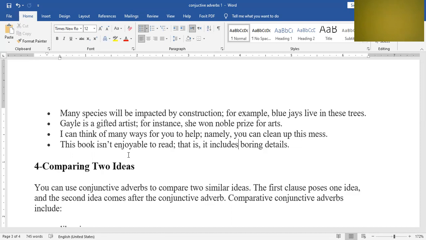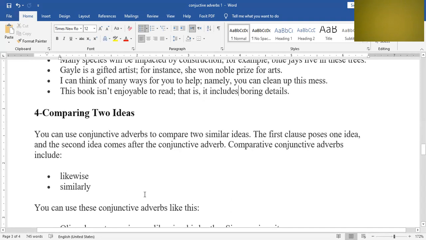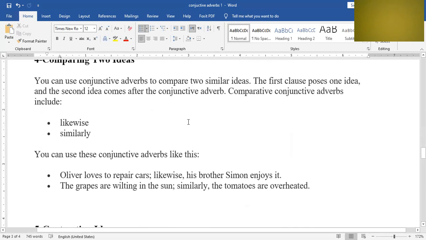Now, comparing two ideas. When we compare two ideas, it means you find the similarity between them. You can use the conjunctive adverbs likewise and similarly to express similarity between things. Here we have an example. Oliver loves to repair cars. Likewise, his brother Simon enjoys it. Both of them have this desire or ability to repair cars. They are similar. Likewise, his brother. Both of them like repairing cars.